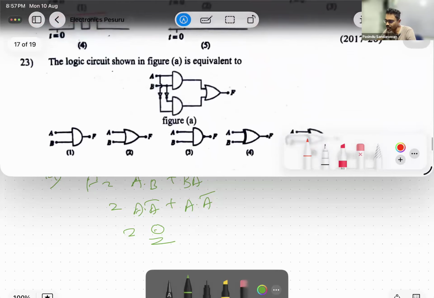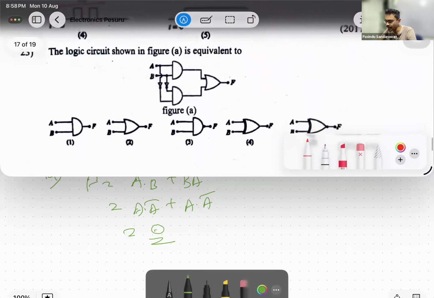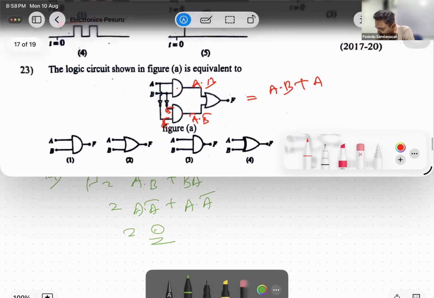23. The logic circuit shown in figure A is equivalent to. Okay. First simplify the output and check whether it's a known output. Then from here A dot B comes out. And from this B bar comes. From this A bar comes. Then from here A bar dot B bar comes out. Then the output here is A dot B plus A bar dot B bar, no? Right? This is the output.